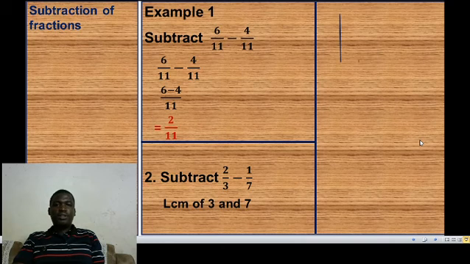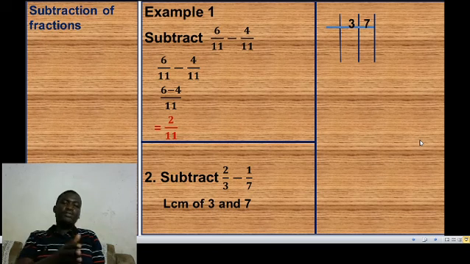So we need to have our bars. After our bars, you need to find those numbers. What are the numbers we are finding the LCM of? We have 3 and 7. So let's have that. We have our 3, we have our 7. Which number can divide 3 and 7, or which number can divide one of them? We go for 3. When you divide 3 by 3, what are we going to get? We shall get 1. 7 will remain the same because it's not a multiple of 3.